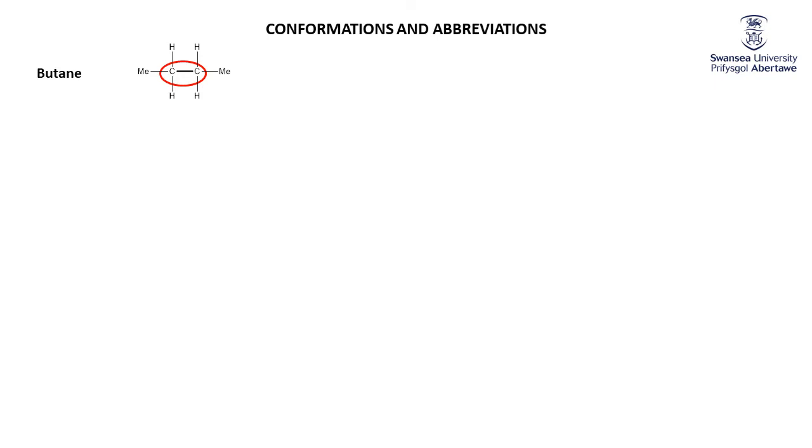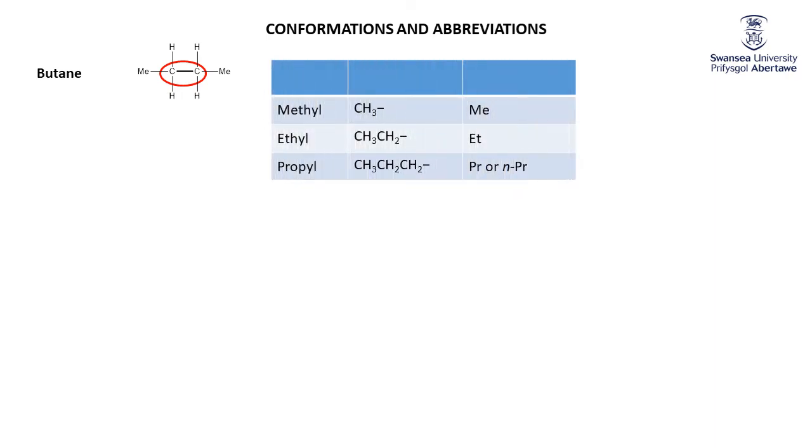And there are some common abbreviations that you do need to be familiar with, that you'll see time and time again, that just make it easier and less messy to describe certain groups. So obviously methyl CH3, Me; ethyl CH3CH2, Et; propyl CH3CH2CH2, bonded as a nice 3 carbon chain, Pr or n-Pr.